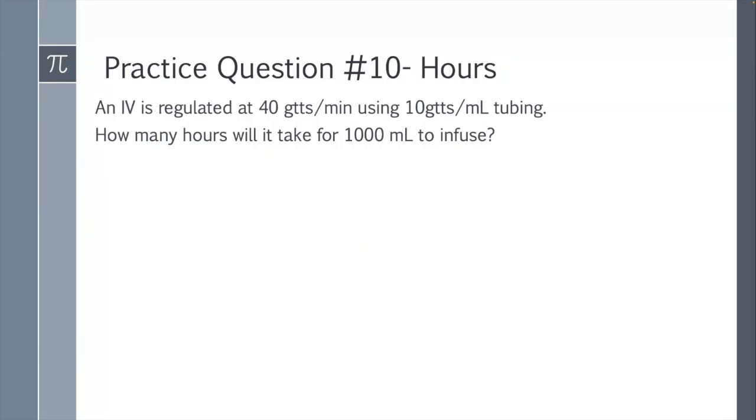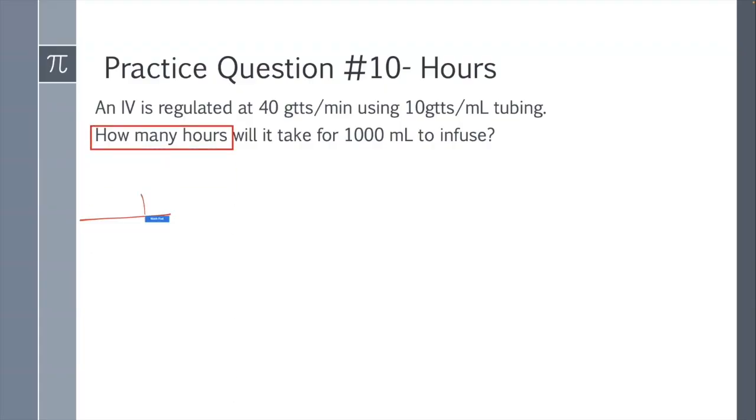All right. So an IV is regulated at 40 drops per minute using 10 drops per milliliter tubing. How many hours will it take for 1,000 milliliters to infuse? Now we're trying to figure out how much time I have with this bag. As a nurse, we don't want my patient's IV fluids to run out. So to be able to anticipate problems before they happen means I may need to do a little bit of math to figure out how long these fluids are going to last. And what they're asking me for is how many hours will it take?